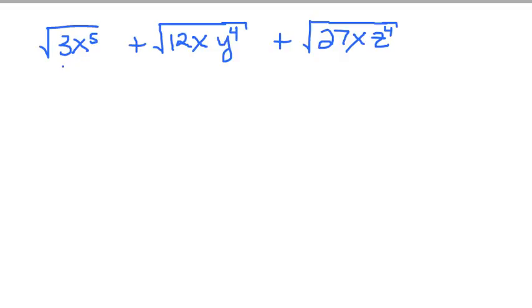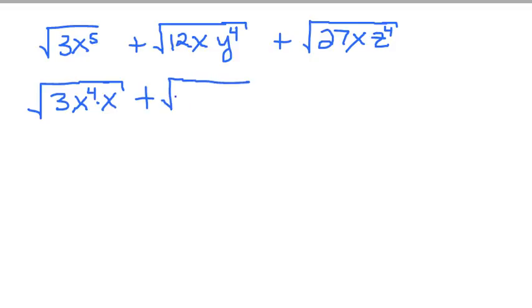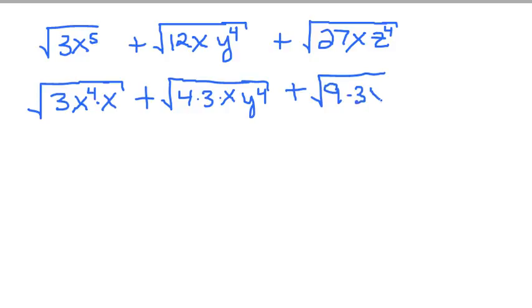Okay, what are we going to do here with this guy? We're going to rewrite each term. Plus, 12 is 3 times 4, and 4 is a square number, and y to the 4th. Plus, let's see, what is 27? 9 times 3, and z to the 4th.